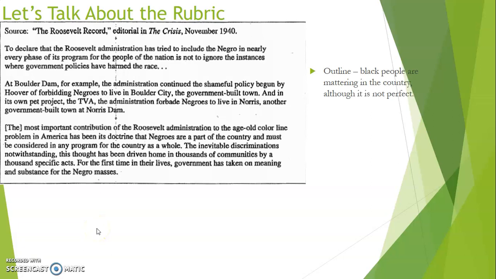So the first thing I do is I want to outline my summary. The summary, again, is just the main idea. So black people are mattering in the country, although it's not perfect. That's what the document's basically saying. Then I want to think about how did this change the government. So that's my analysis outline.